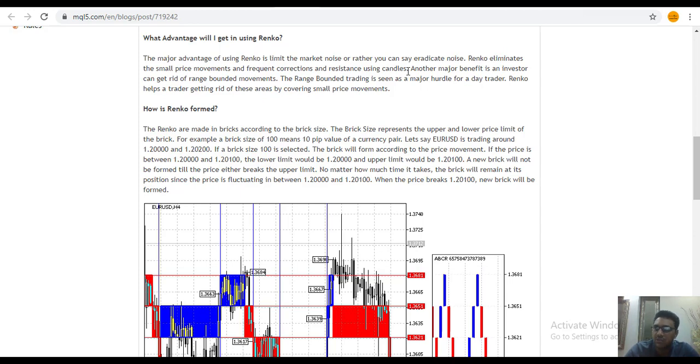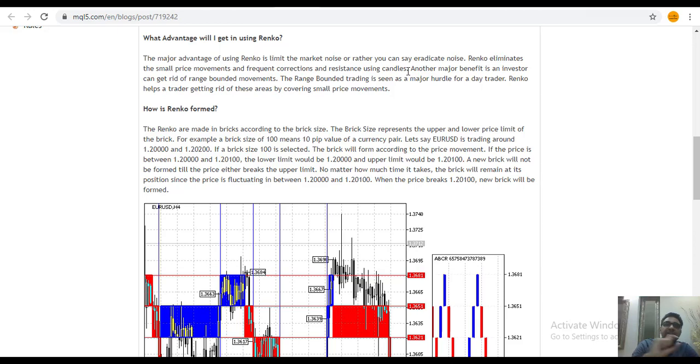One in which there was a big candle movement within 1 hour, and we have seen that it covered almost 20 bricks within one candle. And in another scenario, we talked about 10 different candles, which means 10 hours, and we saw that it only covered 5 to 6 bricks. So this is how Renko eradicates noise.